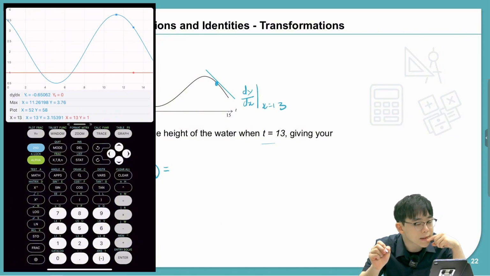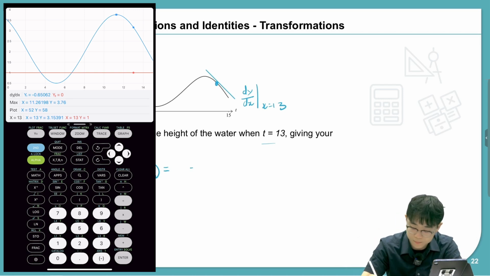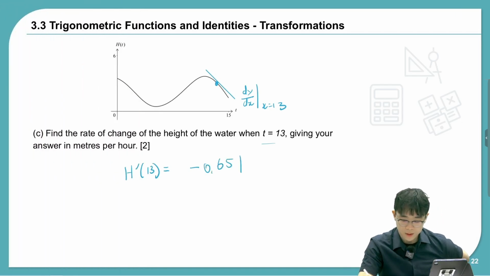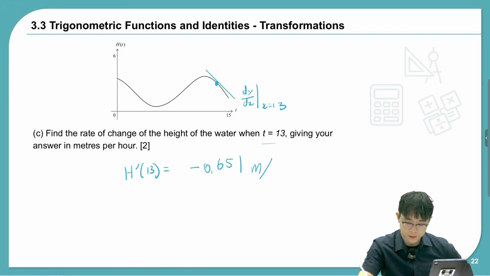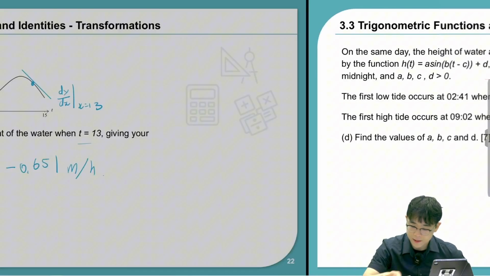So if you do that, it says the instantaneous slope is negative 0.651. And units would just be in meters per hour. Right? So we get negative 0.651, that's easy as that.